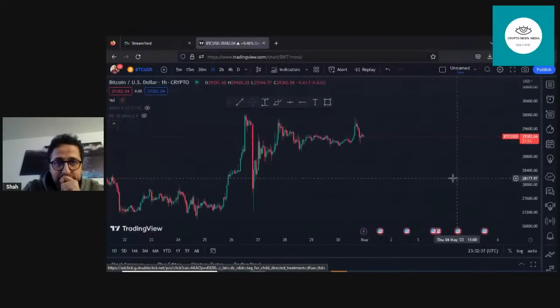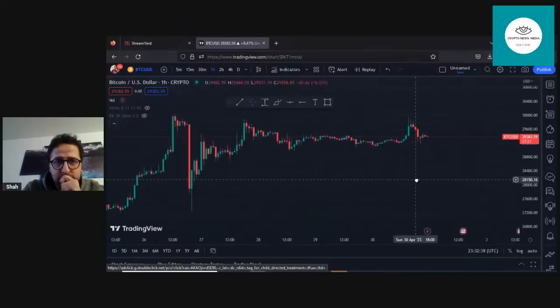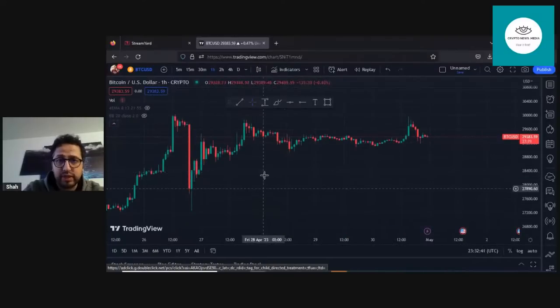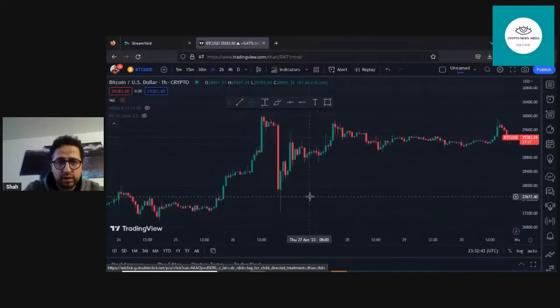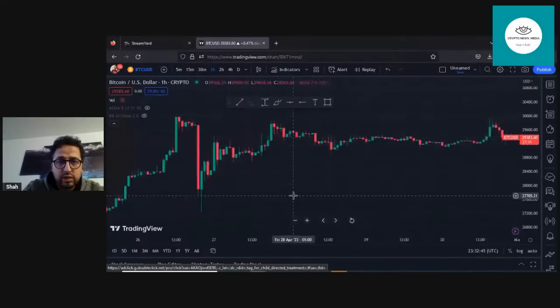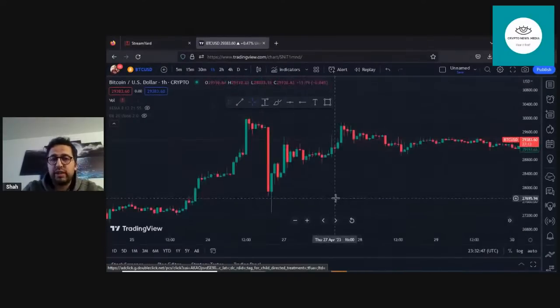Okay, now let's get closer. These are hourly candles. Now we can see the shape of the candles. Now you can tell what type of candles these are.